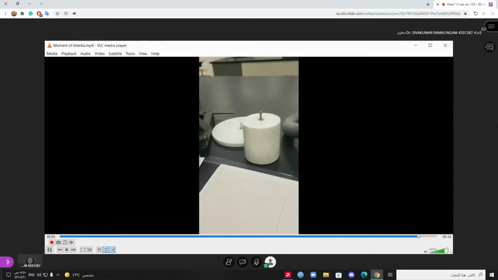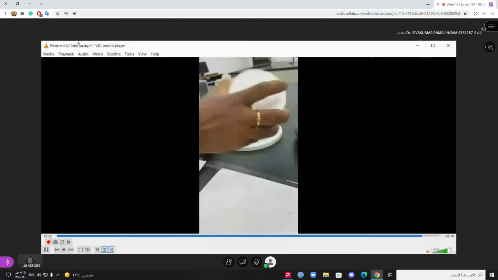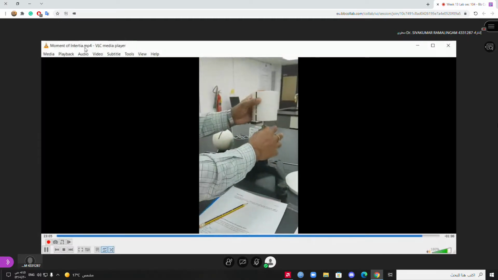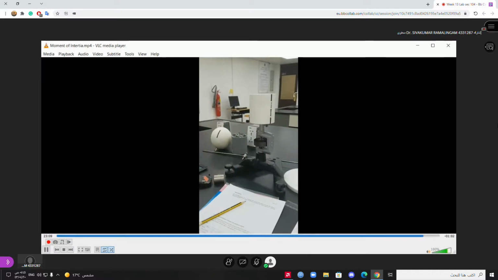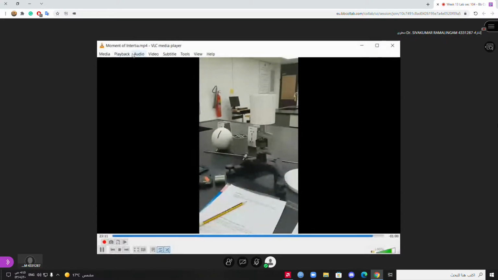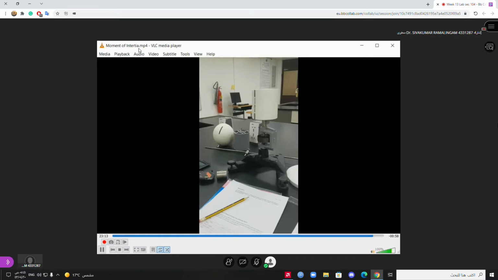The next is the solid cylinder. Following this, take the solid cylinder and place it here, tighten it and give the oscillation. Find the time taken for 10 oscillations. Record it here and divide it by 10, you will get t and then the moment of inertia.